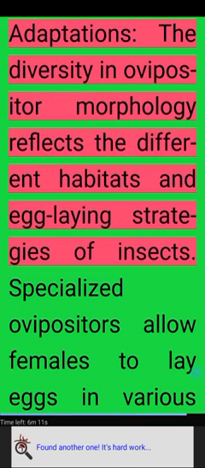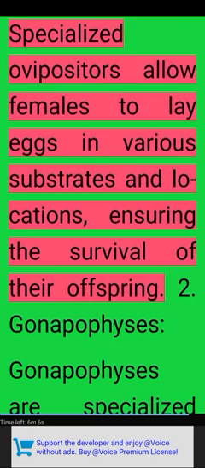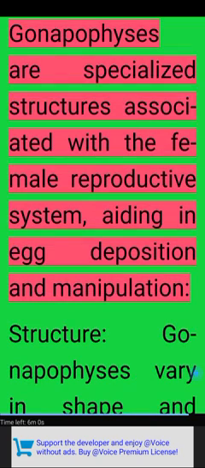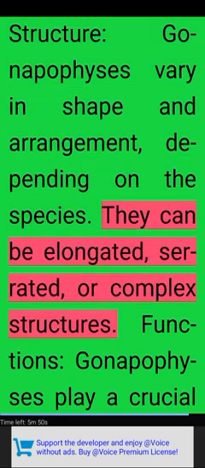Adaptations. The diversity in ovipositor morphology reflects the different habitats and egg-laying strategies of insects. Specialized ovipositors allow females to lay eggs in various substrates and locations, ensuring the survival of their offspring. 2. Gonapophyses. Gonapophyses are specialized structures associated with the female reproductive system, aiding in egg deposition and manipulation. Structure. Gonapophyses vary in shape and arrangement, depending on the species. They can be elongated, serrated, or complex structures.